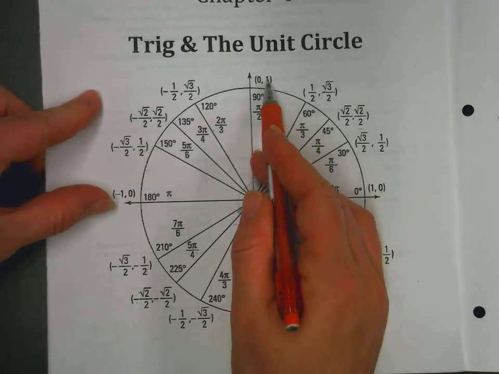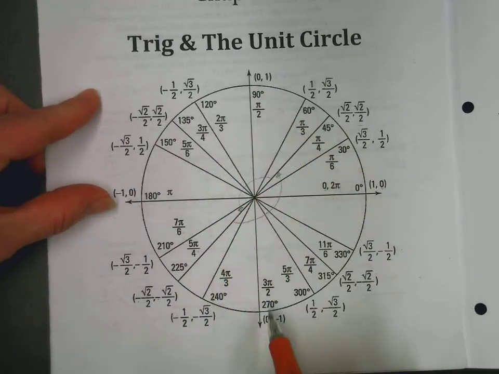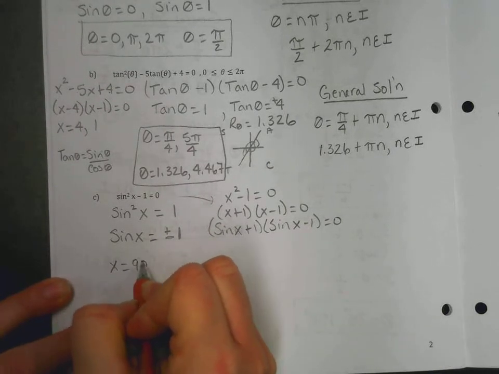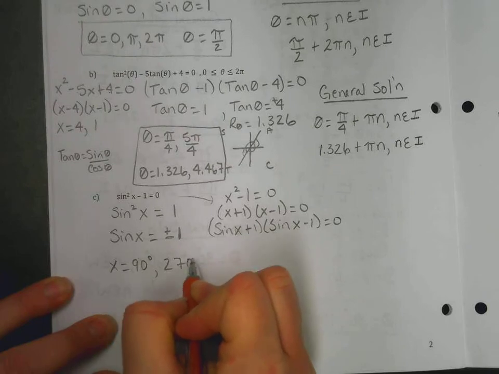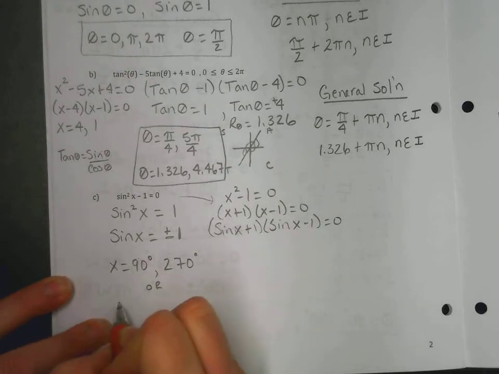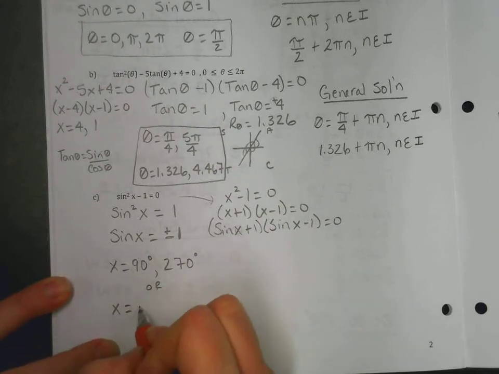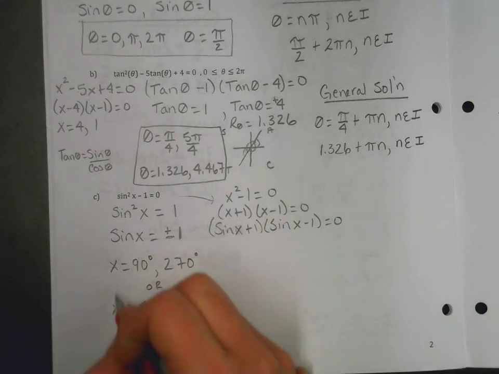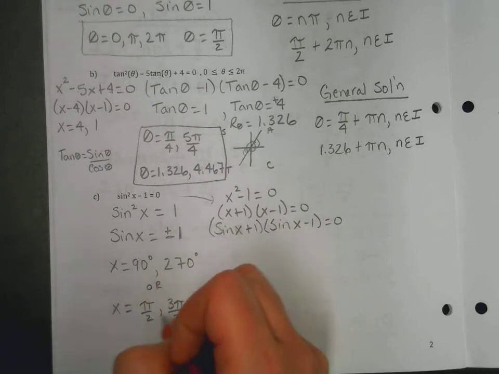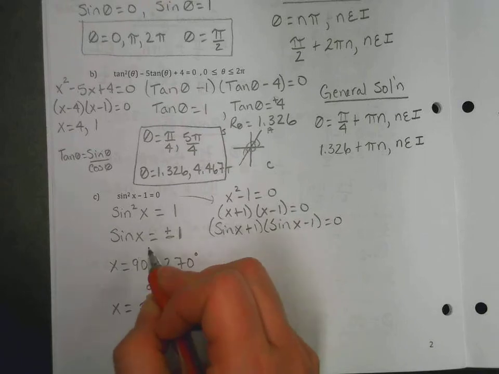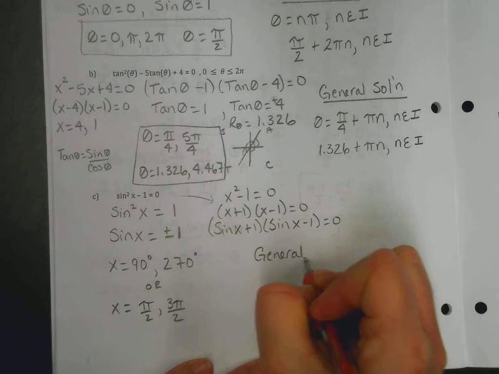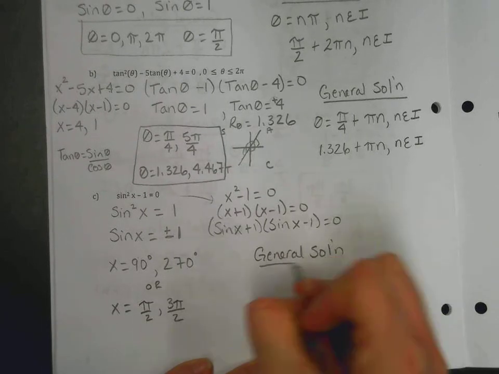In degrees would be 90 or 270. So x would equal 90 degrees or 270. Or if you answer this question in radians, it would be pi over 2 and 3 pi over 2. Okay? So these are not my answers to the question, right? These are just guiding me to get my general solution. Okay, because we don't have a domain, we're specifically just asked for the general solution here.